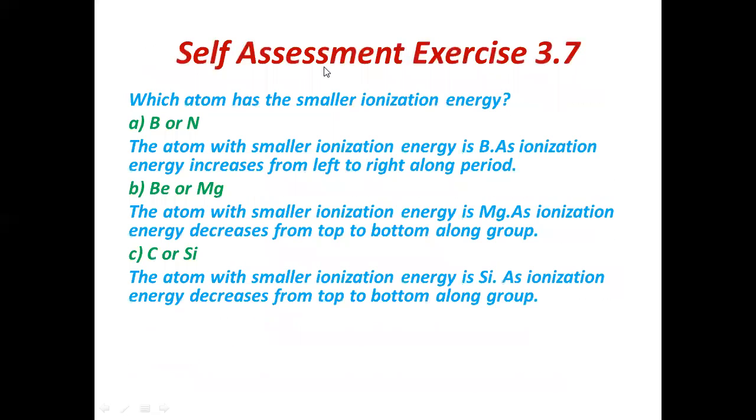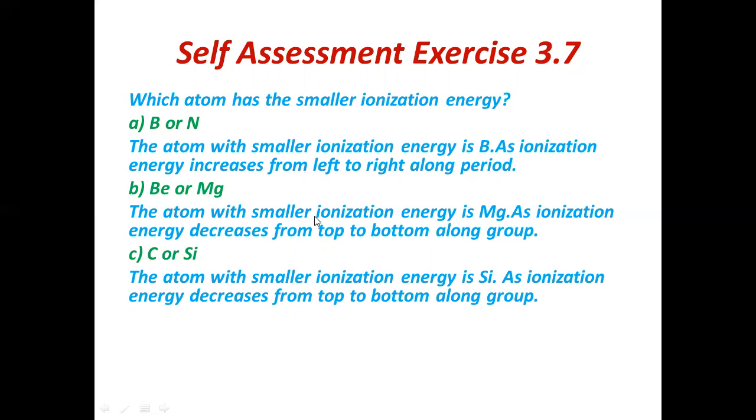Then self-assessment exercise 3.7. Which atom has the smaller ionization energy, boron or nitrogen? The atom with smaller ionization energy is boron, because boron is present in group number 3 and nitrogen is present in group number 5. So ionization energy decreases from left to right. Sorry, ionization energy increases from left to right. Nitrogen has a smaller size, more attraction of the nucleus on the outer electron, and more energy will be required to remove an electron from nitrogen. So boron has the smaller ionization energy.